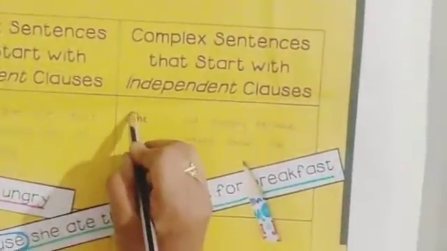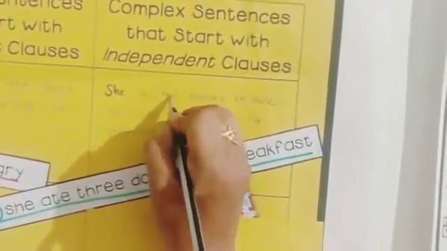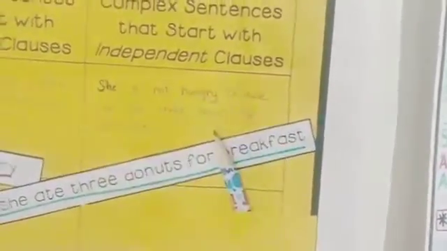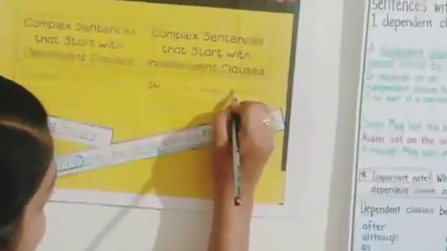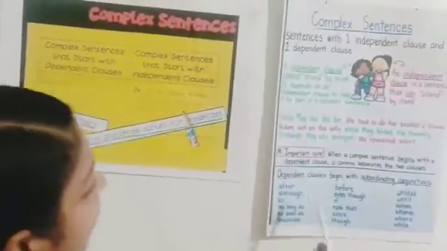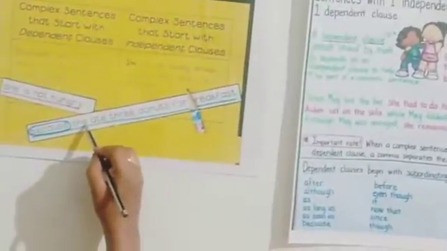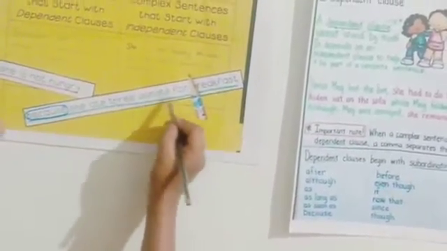Okay. So here I'm going to write, she is not hungry. She is not hungry. Okay, that is a complete meaningful sentence. Then taking one subordinating conjunction, because. Right here, because. Then adding again a dependent clause. She ate 3 donuts for breakfast. Okay, she ate 3 donuts for breakfast.